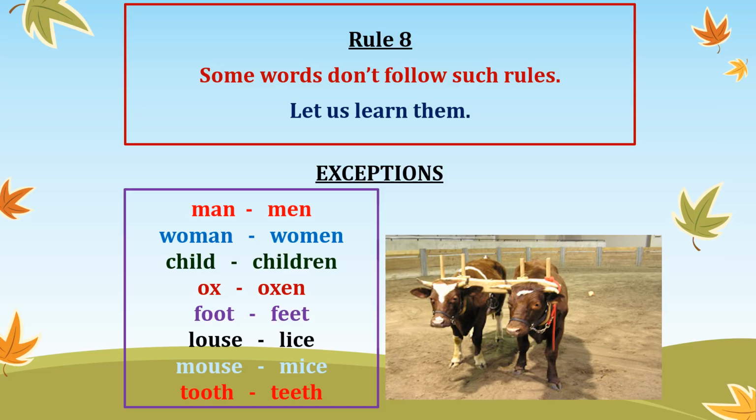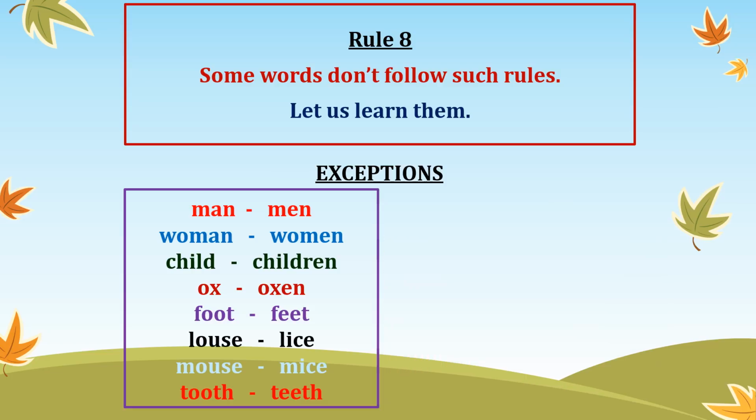One foot is called a foot, and when you make it plural, they become feet. Louse becomes lice. Mouse, mice. One tooth is a tooth, and all together they are known as teeth. So look at them. They completely change.